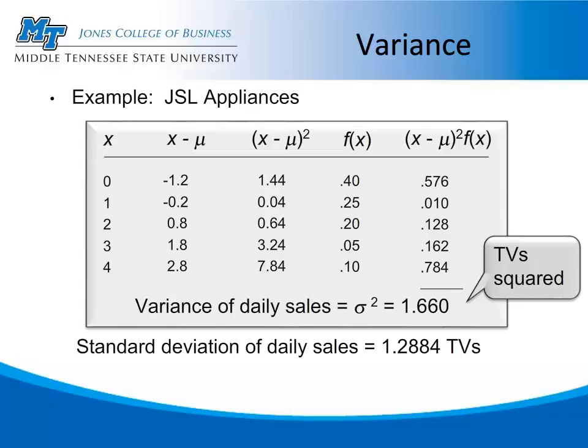You take the 1 minus the 1.2 squared, which is the 0.04, and you multiply that times the probability for 1, which was 0.25, and you get the 0.01. But you multiply the deviation squared times the probability. You get all those products, and then you add them up. You get the sum of those products. And in this case, the variance works out to be 1.66. Now, if you want to get the standard deviation, just take the square root of the variance. The square root of 1.66 is approximately 1.2884.